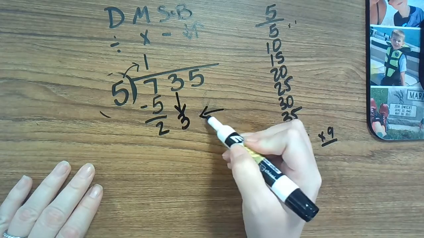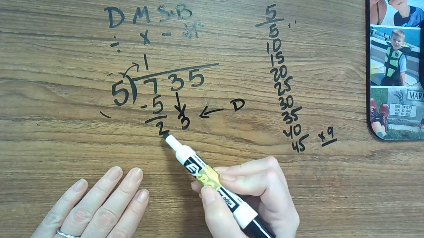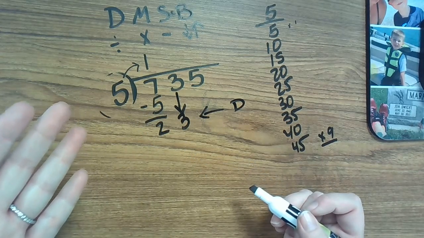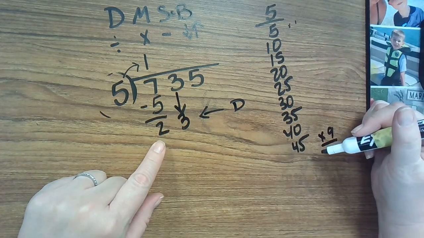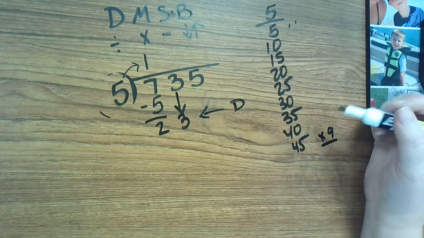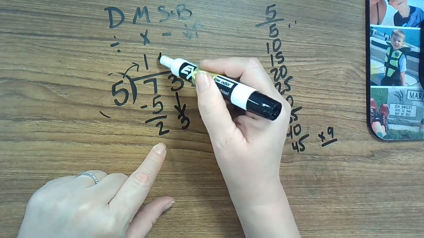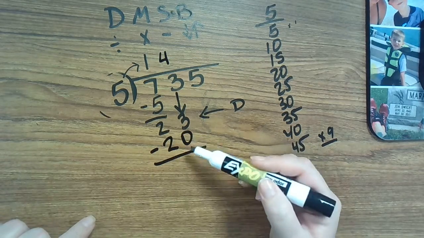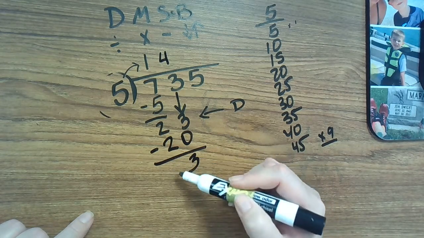Now I'm looking at this number, 23, for my division. And 23 divided by 5. Either how many groups of 5 can I make out of 23, or what number here is going to get me as close to 23 as possible without going over. And I know that 5 times 4 is 20. So there's my number. I'm going to subtract: 3 minus 0, 2 minus 2 is 0.